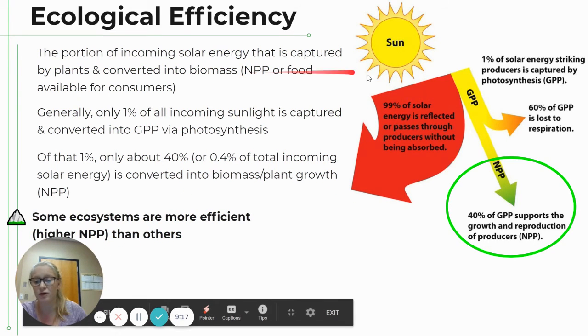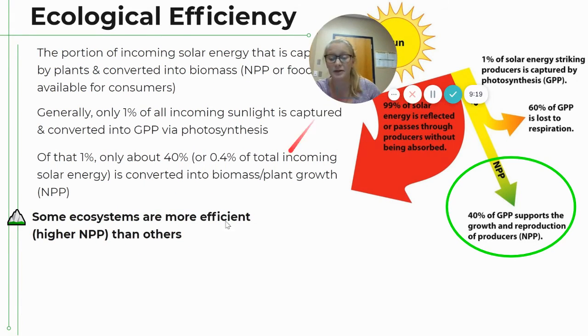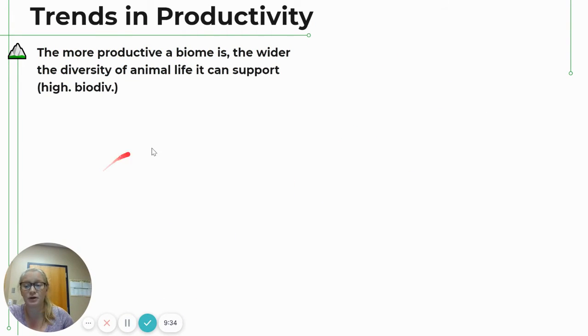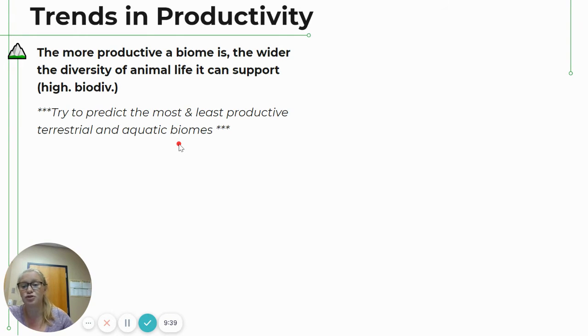Some ecosystems are more efficient and have higher NPP than others. So some plants are better at taking in energy and using it wisely than other plants. The more productive a biome is, the wider the diversity of the animal life it can support. So higher productivity equals higher biodiversity. If we try to predict the most and least productive terrestrial biomes based on their biodiversity, what would you think is the most productive biome? What's the most biodiverse biome?